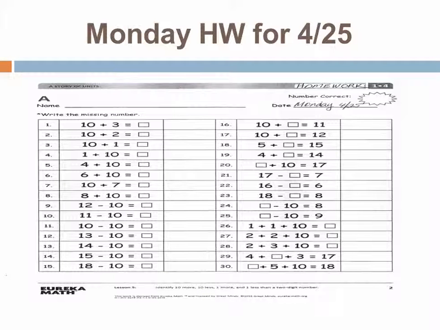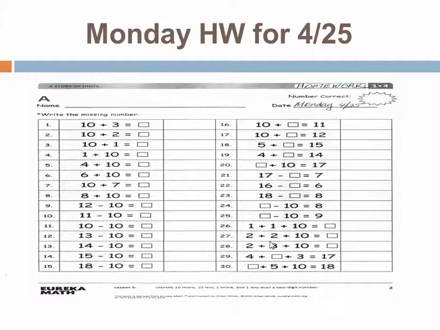For Monday's homework, you are going to write in the missing number in this space given. Please do not write the missing numbers in these small boxes as it will be too small and hard to see during grading. So add 10 and 3 and write 13 here. 10 and 2 is 12. Again, this one is 10 and 1 is 11, or you can say one more than 10 is 11.